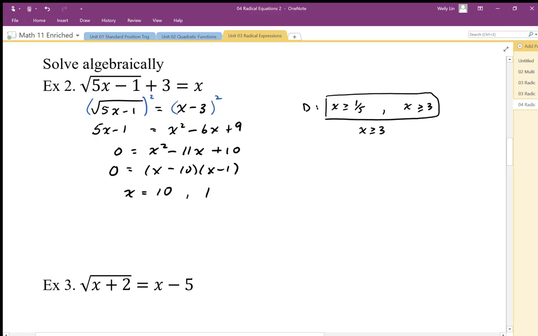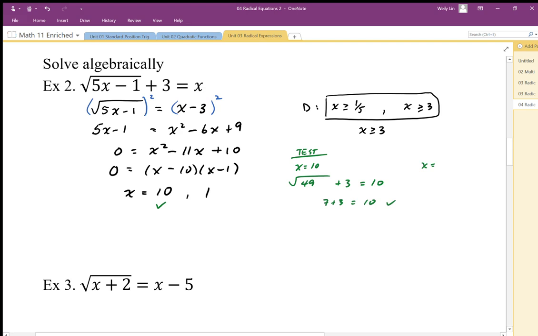Now based on our domain restriction, it looks like we can get rid of the 1 as a possibility, but we're going to check our solution. Let's test our solution. We're going to test x equals 10, plug it in. We end up with the square root of 50 minus 1, which is 49, plus 3 equals 10. So we get 7 plus 3 equals 10. Yeah, that's a good solution. So we'll give the 10 a check.